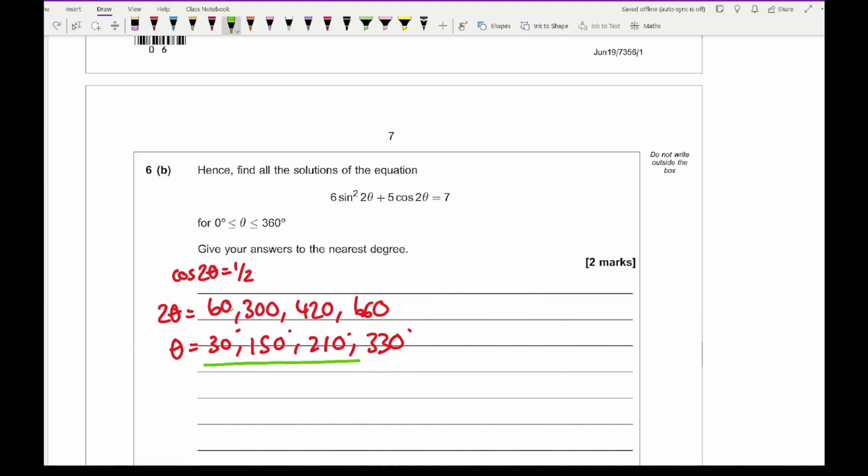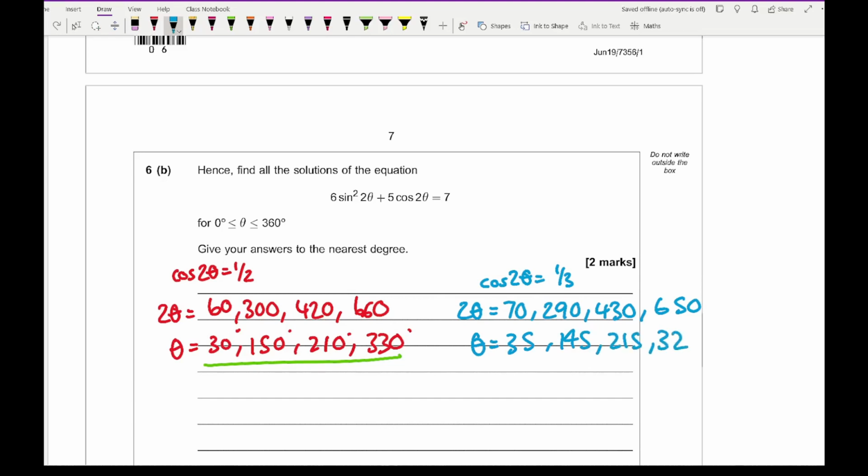So that's one set of values we've got. Then when we've got cos 2 theta equals a third, we end up with 2 theta equals, working with the decimals, 70, 290, 430 and 650, which then gives us theta values of 35, 145, 215 and 325.